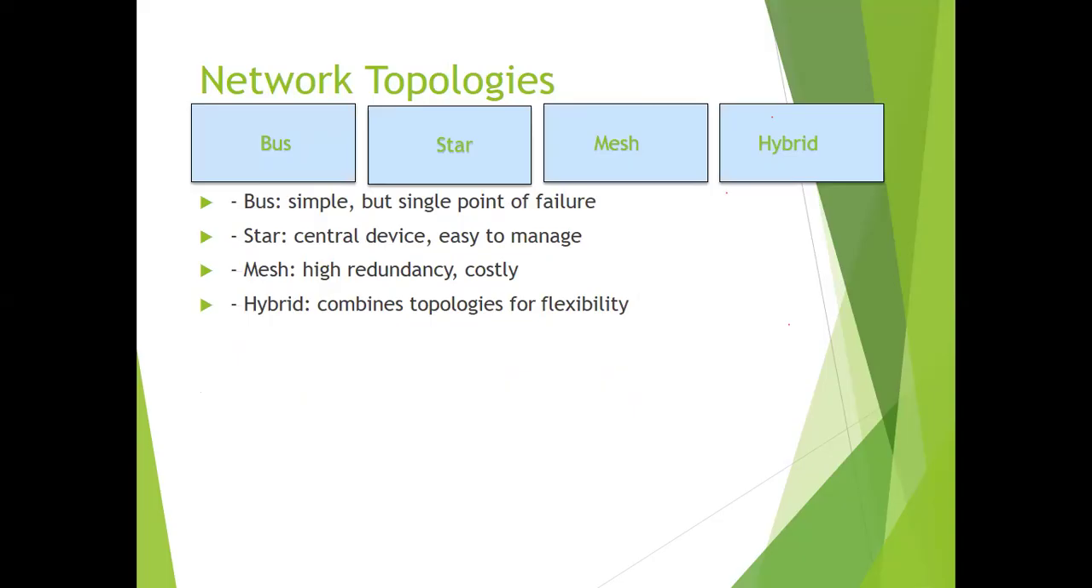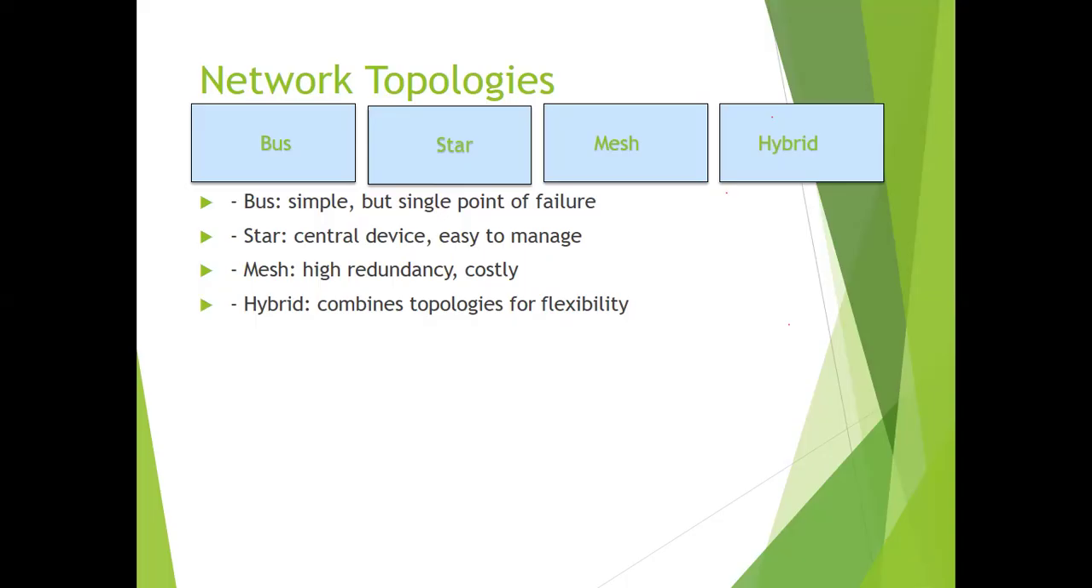Remember, when doing this networking, you have to choose the right topology according to the site requirements. For example, we have the first topology, that is bus. This one is simple, but has a single point of failure. And we have another type that is a star, with a central device, and it is easy to manage. The third one is mesh.